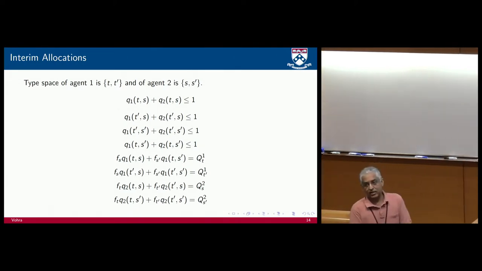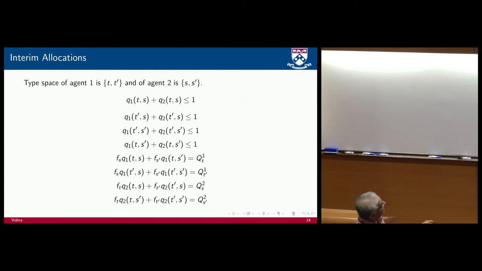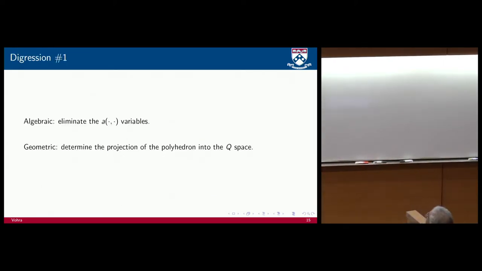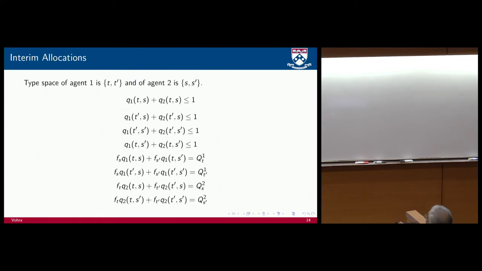Now, what is my task? My task is to take this system of inequalities and equations and eliminate the little Qs, so that I end up with a system just involving the capital Qs. What I've done is I've given you an algebraic interpretation of what we're trying to do. Here is a geometric one: I have a polyhedron in the little Q and capital Q space. I want to take that polyhedron and project it into the capital Q space alone. Everyone with me so far?